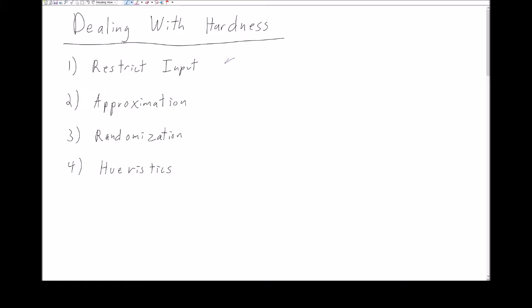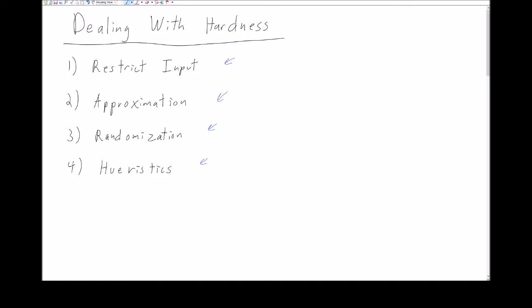We can restrict the input, we can deal with some approximation, we can deal with some randomization, or we can deal with heuristics. Each one of these four techniques is different. To restrict the input means that we're going to restrict exactly what counts as an input, and hopefully this will make the problem easier. In the approximation framework, we're going to develop algorithms that are provable to get good guarantees. This is usually a hard task.